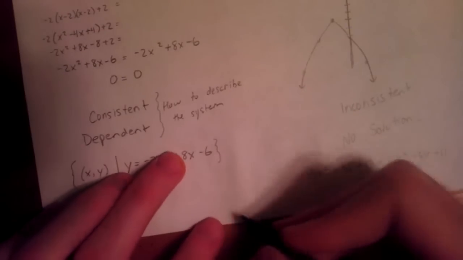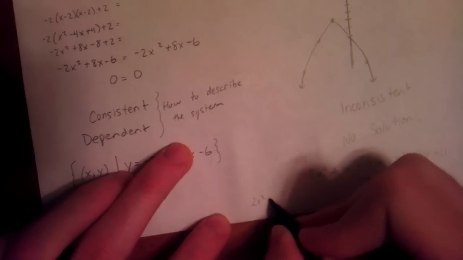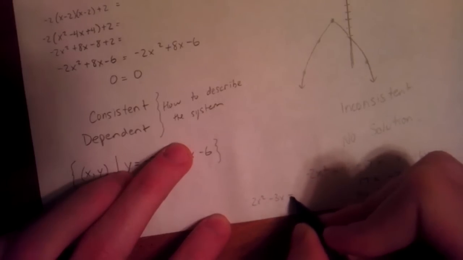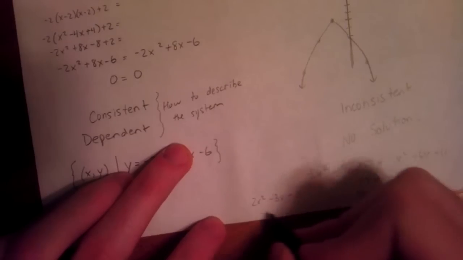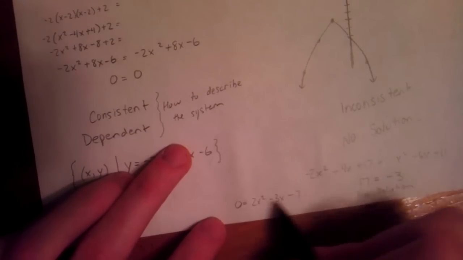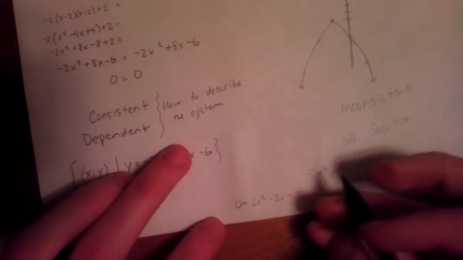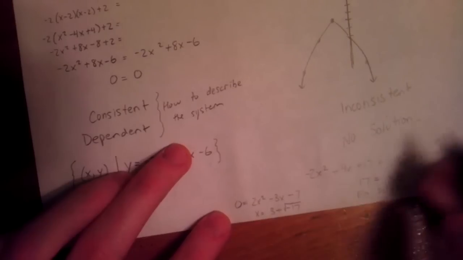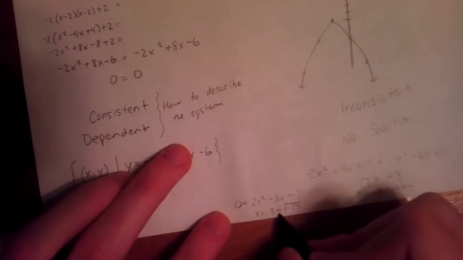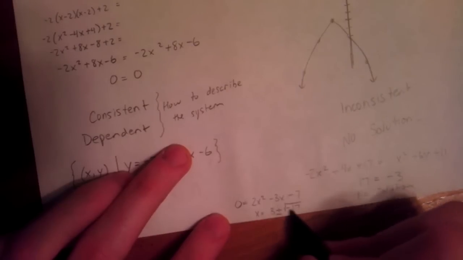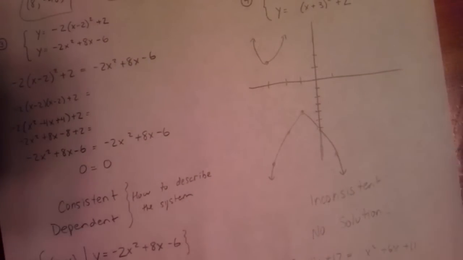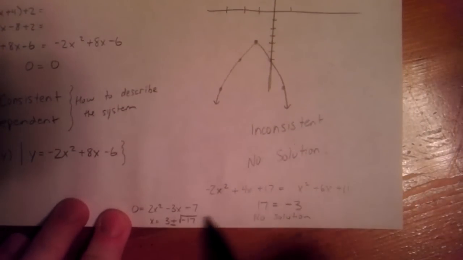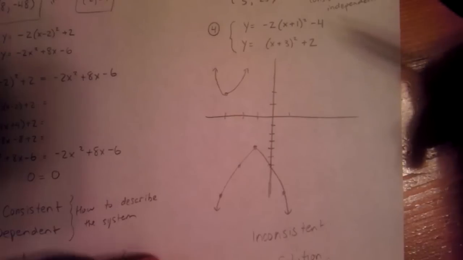Or you could also get a quadratic like 2x squared minus 3x minus 7 equals 0. And then when you solve for x, you get things like x equals 3 plus or minus the square root of negative 17, because you would get two solutions. So when you get complex numbers, that tells you that it's not going to cross at an actual point either. So those are two ways you can tell algebraically that you're going to get no solution if you didn't choose to graph it and see it that way.